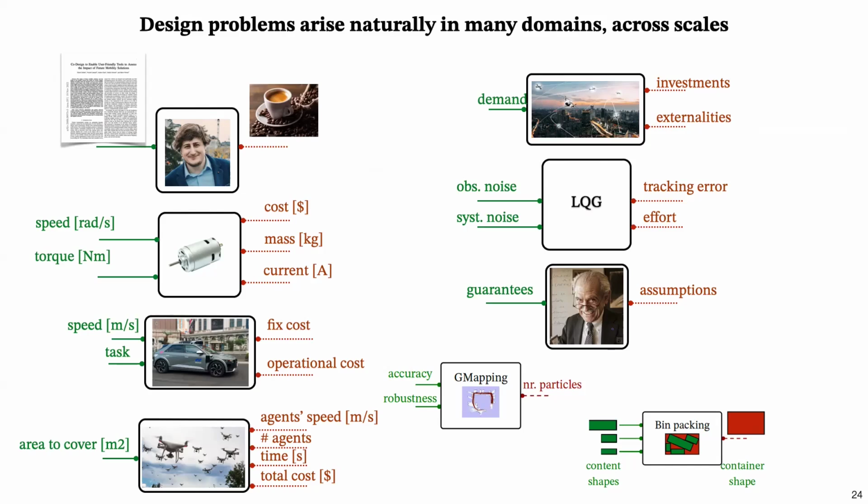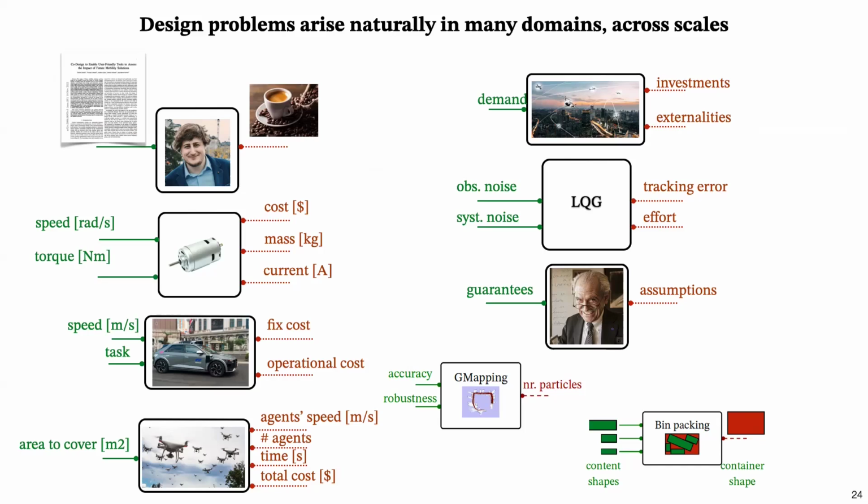If you're into multi-agent systems, you could have a task of covering an area. And now the price you have to pay is the speed of each agent, the number of agents, the time needed to perform this task, and the total investment. If you're into operations research, there is this nice problem called the bin packing problem, where you have to put items inside a container. You can think of the container shape as the resource and the content shapes as the functionalities.